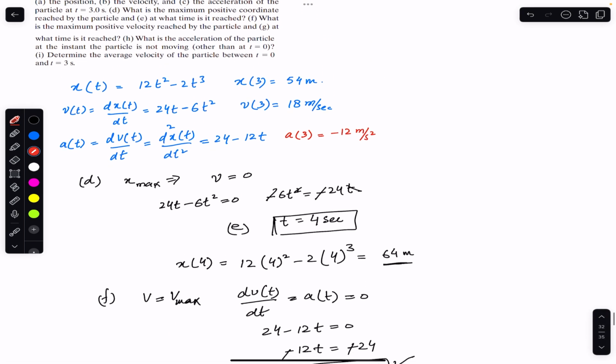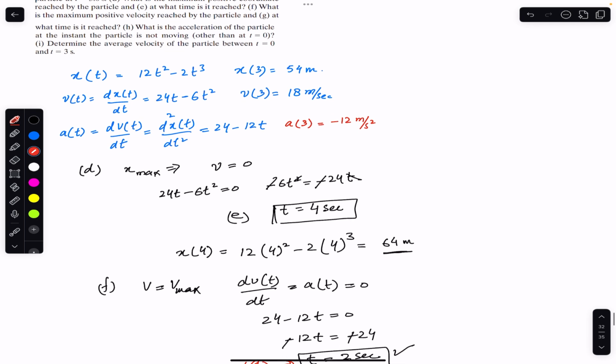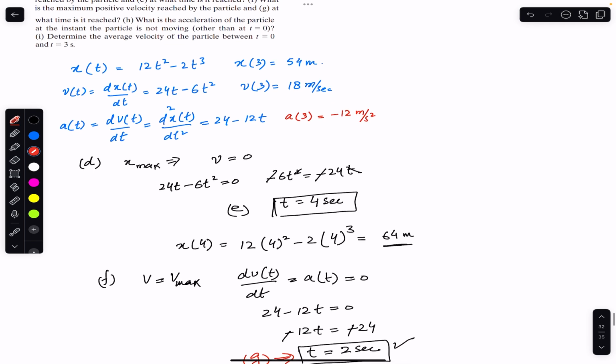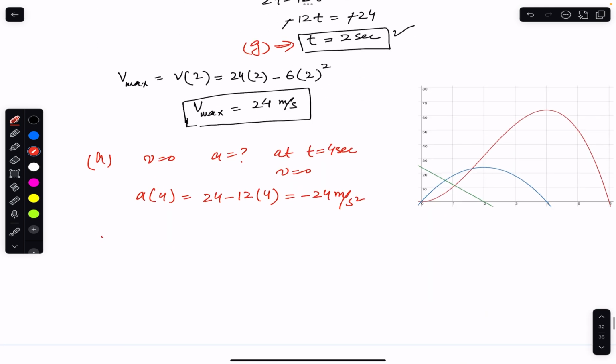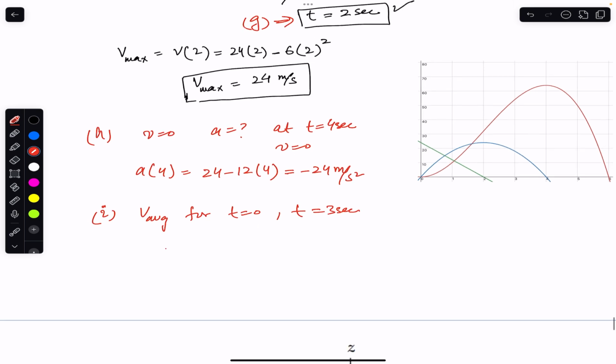And similarly, the last part says to determine the average velocity of the particle between t equals 0 and t equals 3 seconds. So part I is we have to find the average velocity for t equals 0 until t equals 3 seconds. So we know that the average velocity will be equal to the velocity at 3 seconds minus the velocity at 0 seconds divided by 3 minus 0.